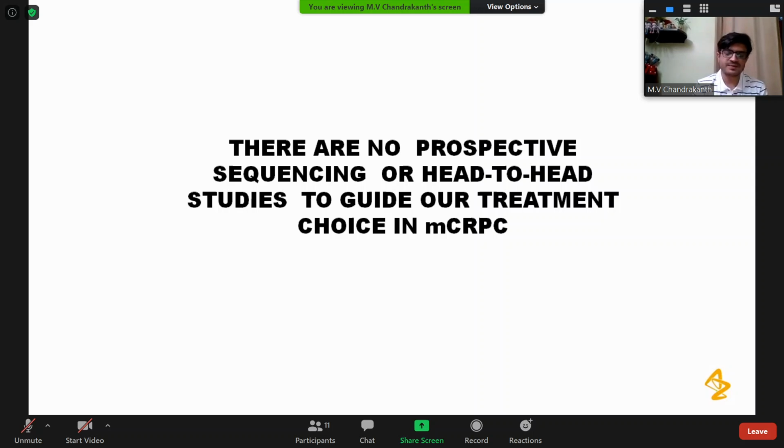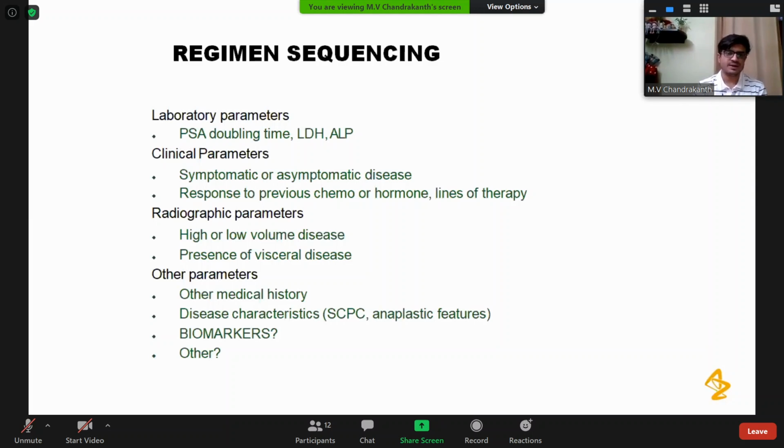It is not compared with enzalutamide. Similarly, in the post-docetaxel setting, all the four options are not compared head to head. So it is very difficult to come to a conclusion which drug is superior or inferior and which one to choose first. So with these difficulties, if you look into the sequencing, all these play a role regarding the PSA doubling time, LDH, alkaline phosphatase, and the clinical parameters, whether symptomatic or not. What is the volume of disease and other parameters as well.